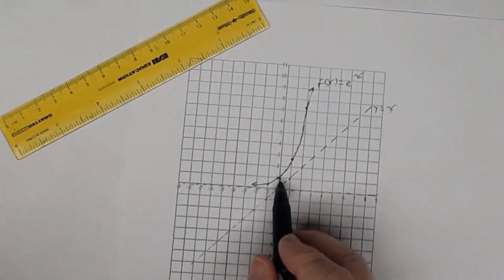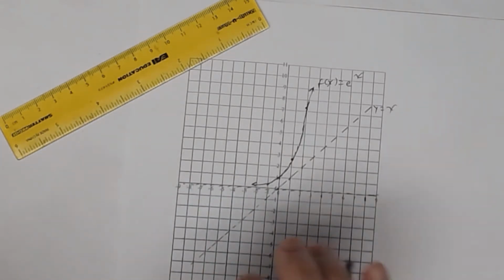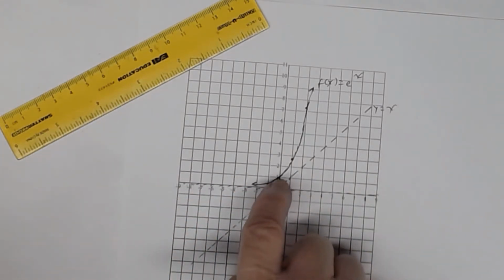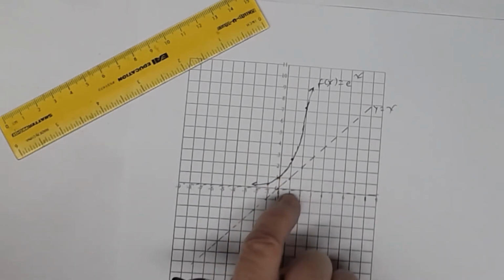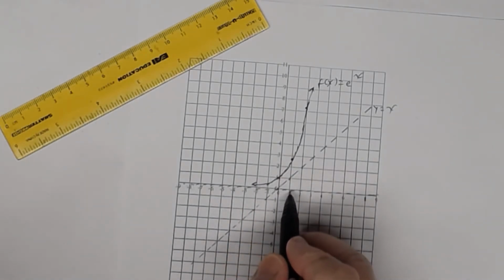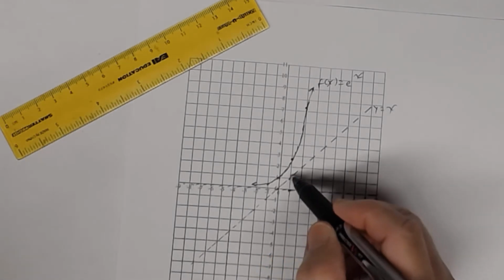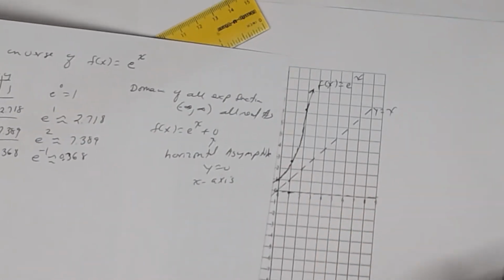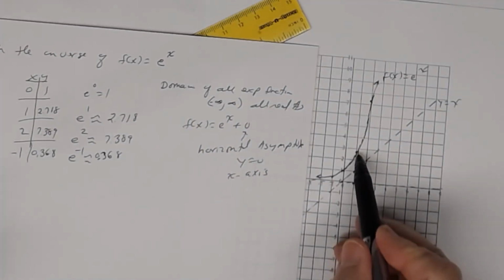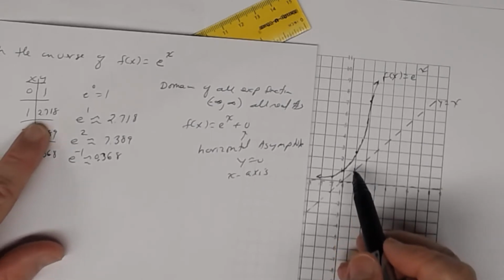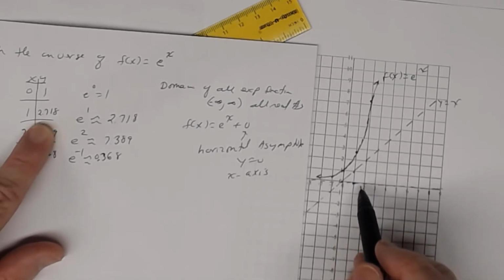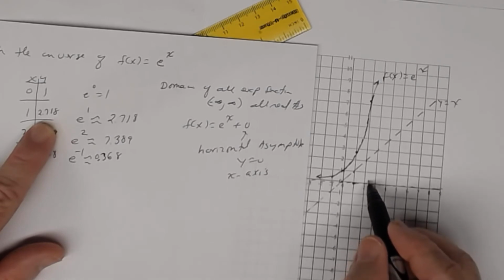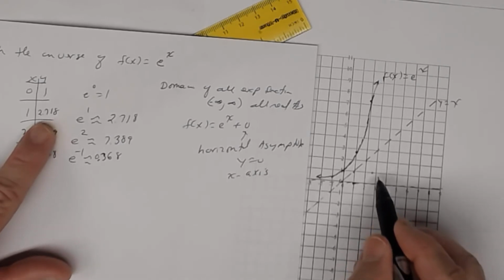You see this point here. Remember, all exponentials have a y-intercept because the domain is all real numbers. The y-intercept becomes the x-intercept. So 0, 1 becomes 1, 0. And this point here, 1, 2.718, becomes the point 2.718, 1, which is about here.